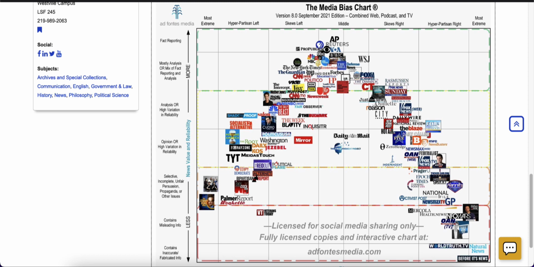So one thing that this chart does show us is that the more bias you add to something, the less factual it becomes. It runs at the top from AP and Reuters, and then if you look a little bit to the left, it gives you the New York Times. If you look a little bit to the right, it gives you the Wall Street Journal. These things are kind of already understood by people who consume the news. Once you get past that point to analysis or high variation in reliability, you really want to not use that type of information.